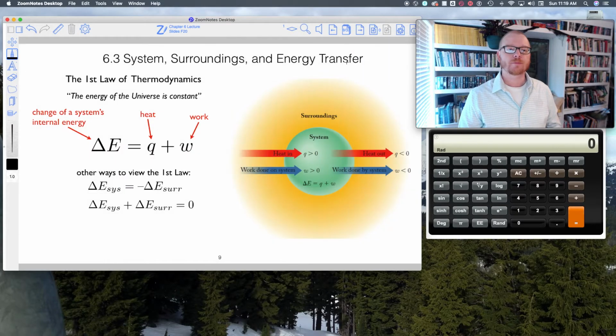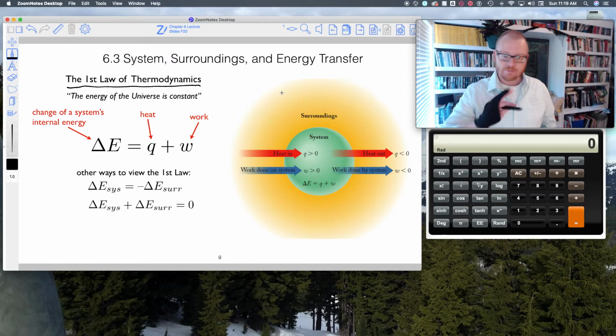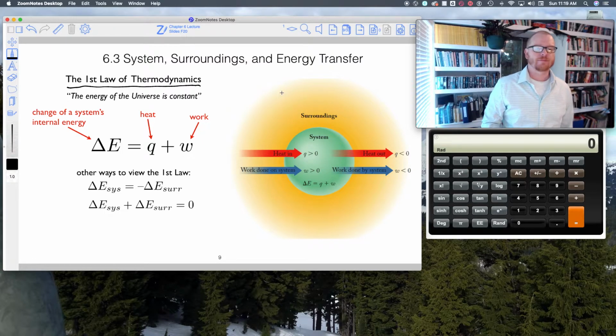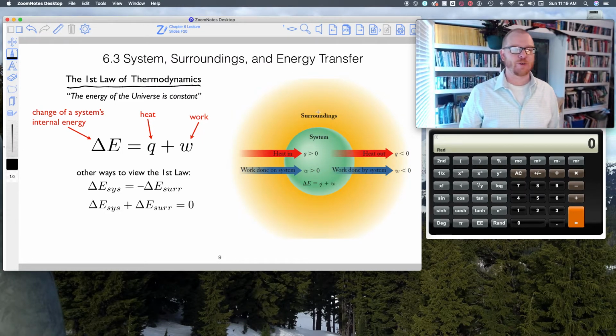But now we're getting into the first law of thermodynamics. And the first law of thermodynamics says, don't talk about thermodynamics. Just joking. That was a Fight Club joke, if you've seen that movie or read the book.